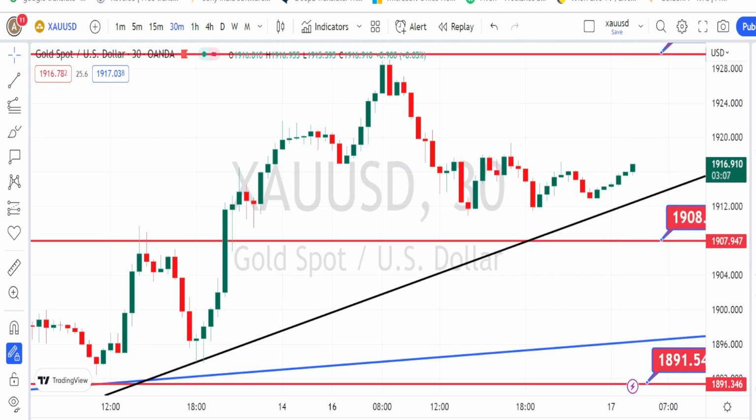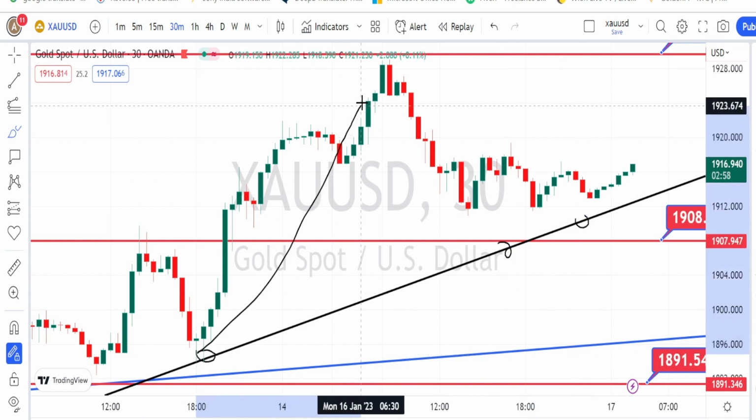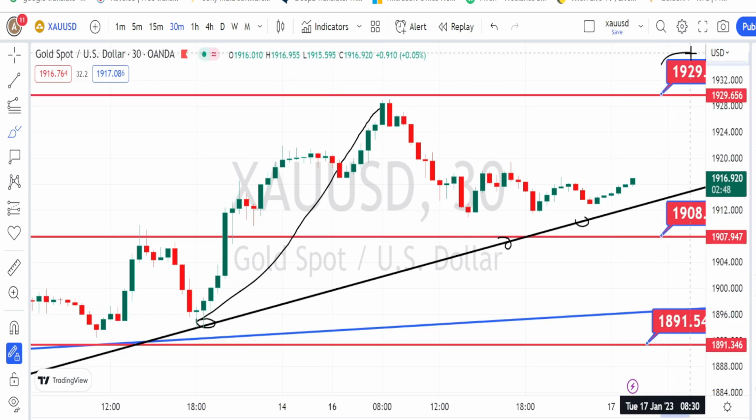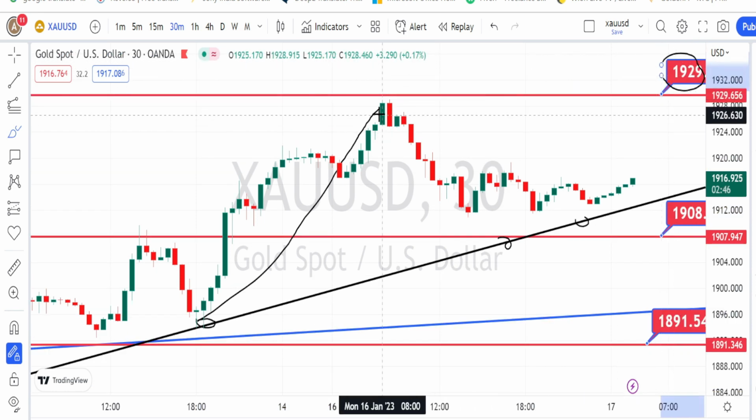I'm in 30 minutes time frame. In 30 minutes time frame also we have noticed a price action to take support on this hourly time frame trend line or the support line, and to bounce back on the bullish side retracement. And we have noticed a level of 1929 to be acting as a strong resistance for the current price action.